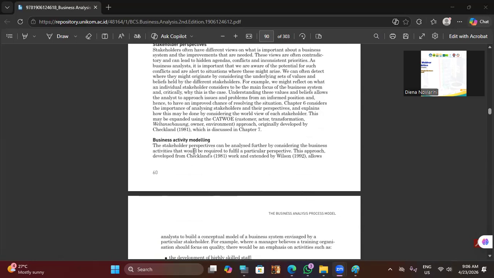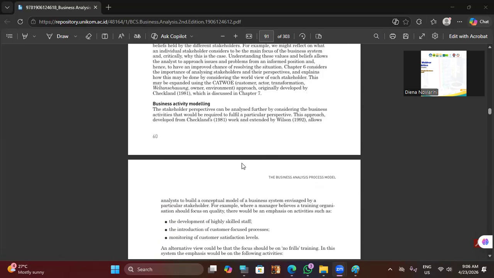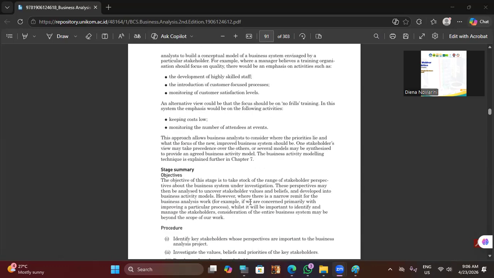After that, the stakeholders' perspectives can be analyzed further by considering the business activities that would be required to fulfill a particular perspective. This approach, developed by Checkland's work and extended by Wilson, is also used to build a conceptual model of a business system as seen by a particular stakeholder.